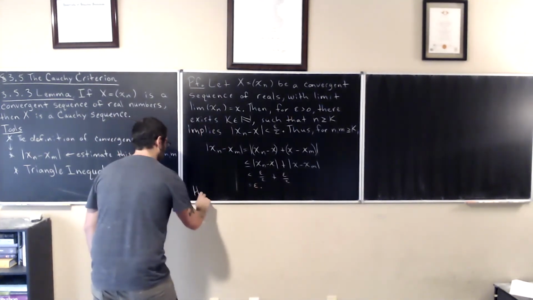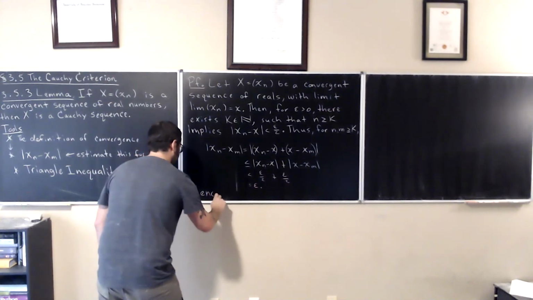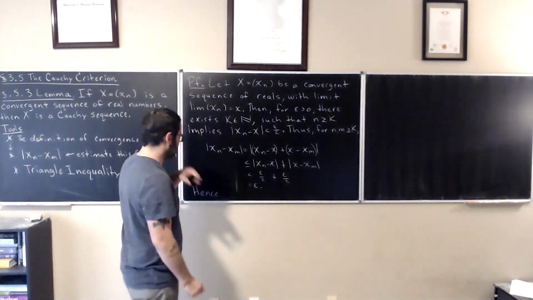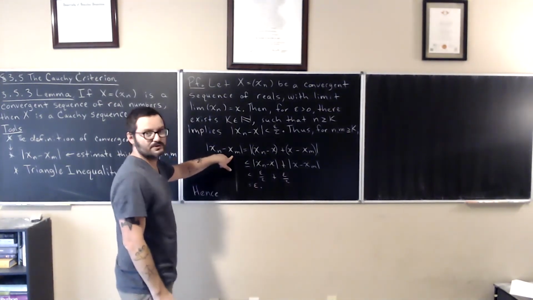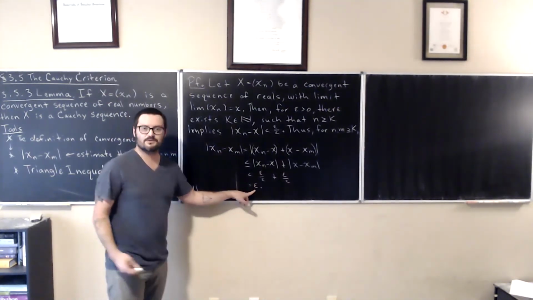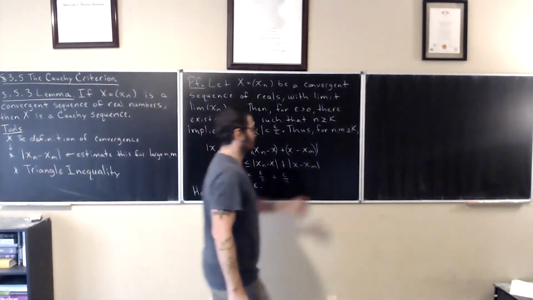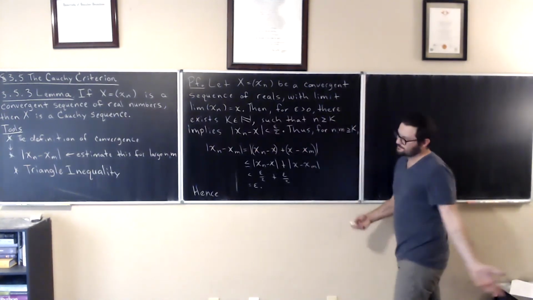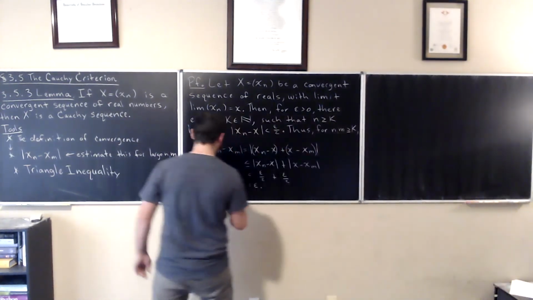Hence, the distance between the terms of the sequence is arbitrarily small whenever n and m are greater than some index value. So this is a Cauchy sequence.